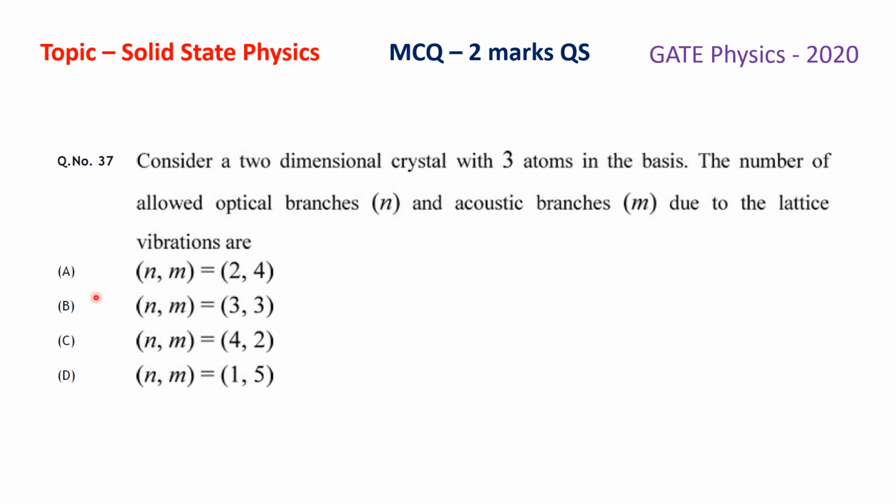So there are 4 options given. Option A, the value of n equals 2 and m equals 4. Option B, the value of n equals 3 and the value of m equals 3. Option C, the value of n equals 4 and the value of m equals 2. And the last option, option D, the value of n equals 1 and the value of m equals 5. So let us see how to solve this problem.